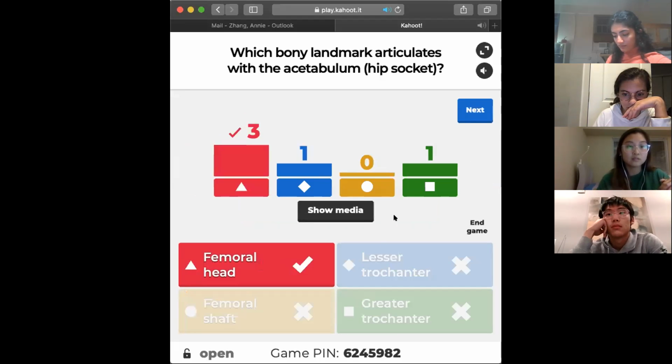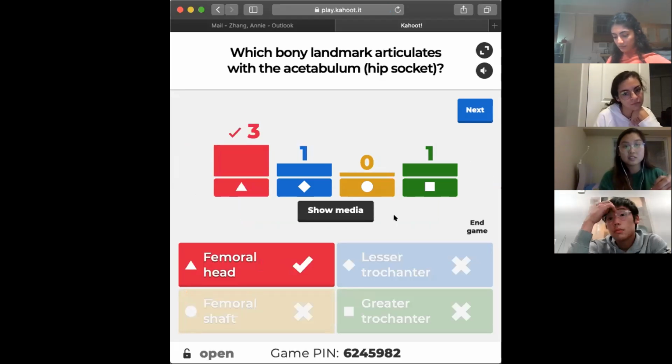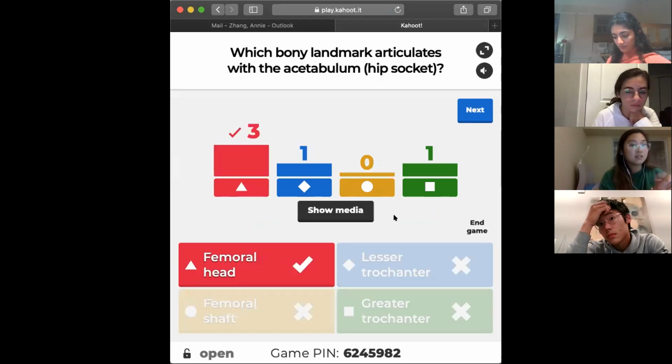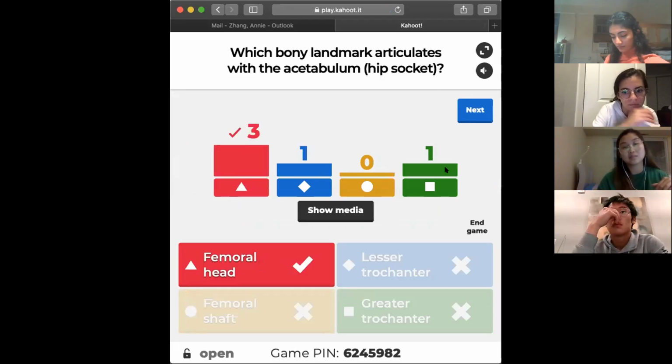So the head of the femur is going to be the thing that directly articulates with that hip socket, and then after the head is the neck, and then all of those other parts happen after the neck. So that's why it's the femoral head that directly articulates with the hip socket.